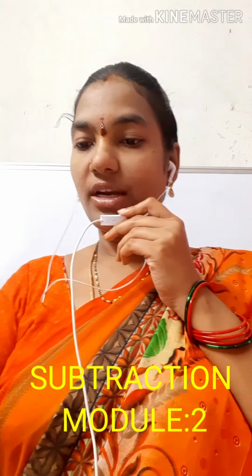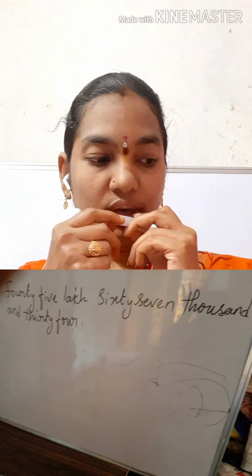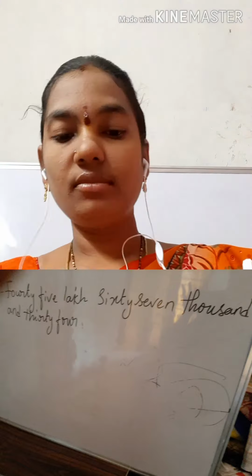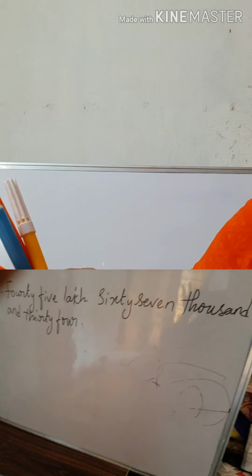Children, we have completed up to page number 78 in your textbook now. Now open page number 79, children. I will explain what is the relation between addition and subtraction. Okay, so I will show one example to you. Here is how addition and subtraction are linked with each other.